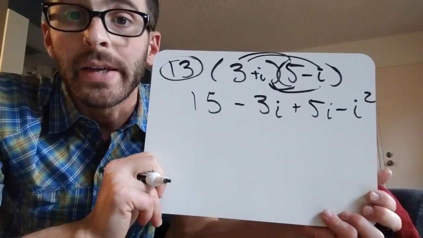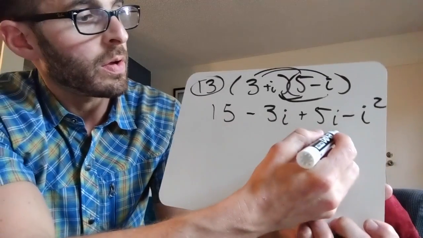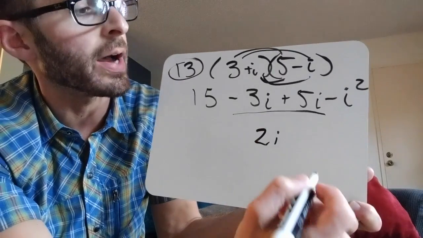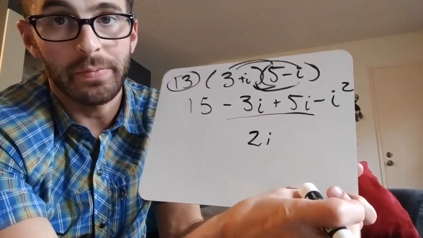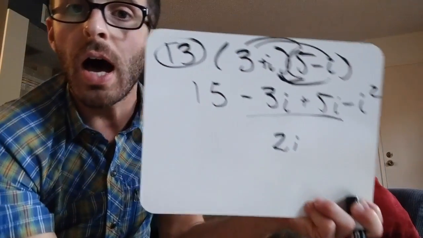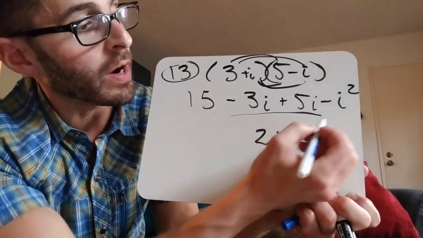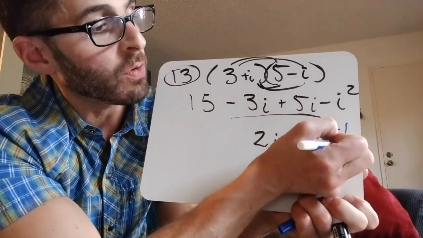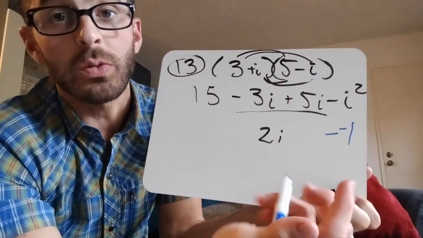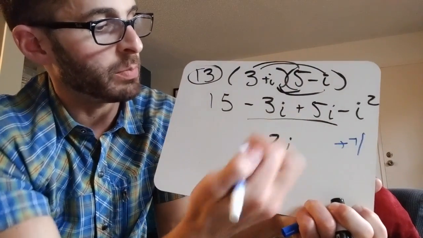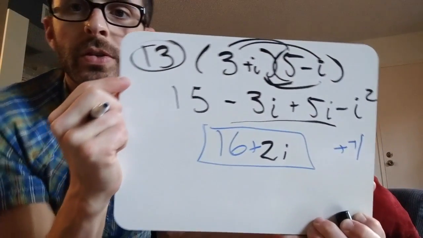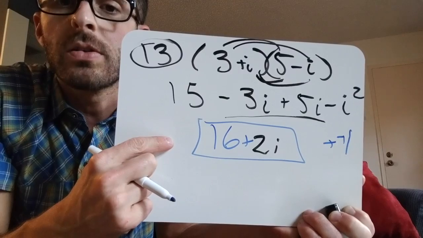And now we have to combine like terms. All right, so in the middle, I have negative 3i plus 5i, so I have 2i. Now, on the outside, I have 15. And then I have minus i squared. But if you look back at your notes, i squared is negative 1. So right here, I have minus negative 1. So I have plus 1, right? So what's 15 plus 1? It's 16. And the answer to this question is 16 plus 2i.